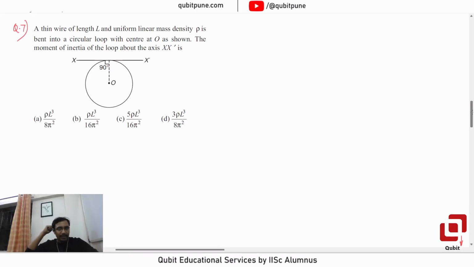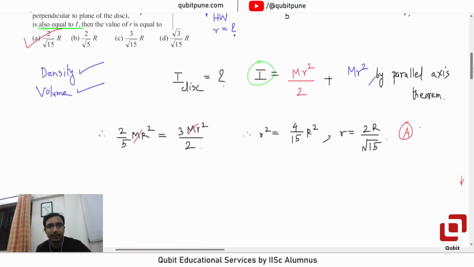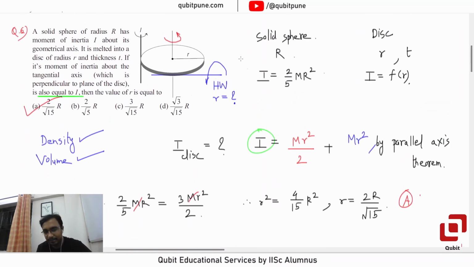A thin wire of length capital L and uniform linear mass density rho is bent into a circular loop with center at O as shown. The moment of inertia of the loop about the axis x prime. Okay, so in question 7, the axis of rotation is similar to the one that I have asked you to try in question 6. Okay, similar to that.